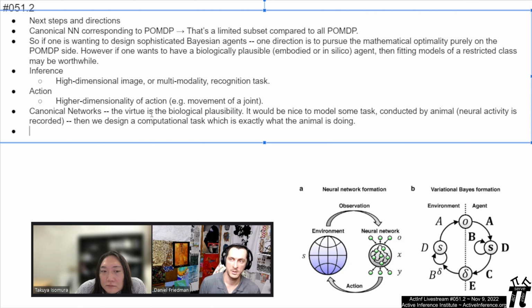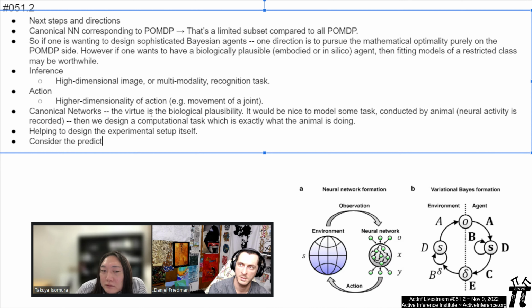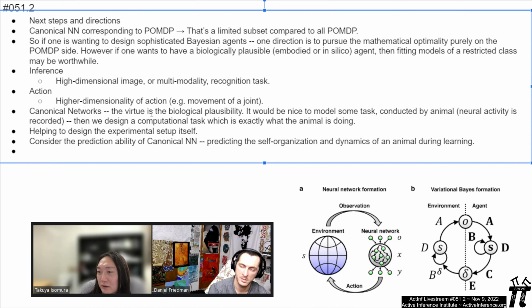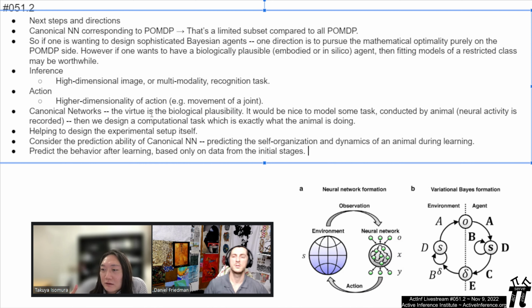Right. That's an interesting application. So yeah, this framework helps to design the experimental setup itself. And what we often consider is the prediction ability of these canonical neural network models to predict the self-organization or dynamics of the real neural network in the animal during the learning process. So in principle, it is possible to predict the behavior after learning based only on data in the initial stage, because once we obtain some empirical data, we can fit that data to design a particular canonical network.